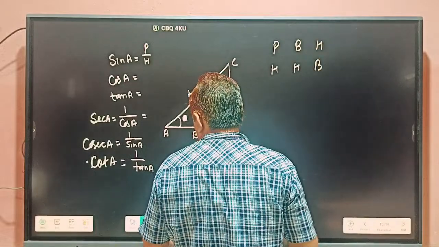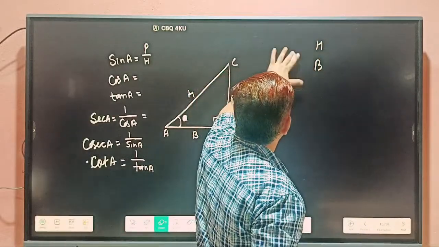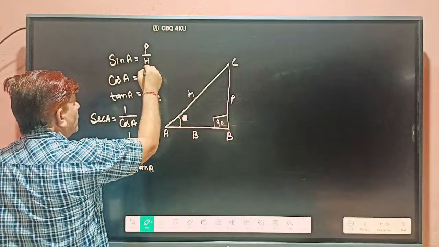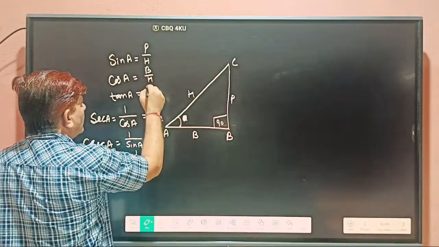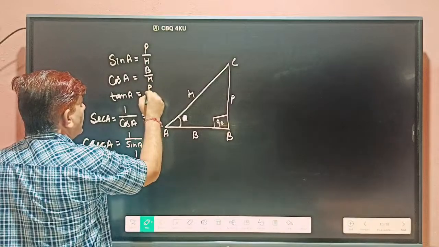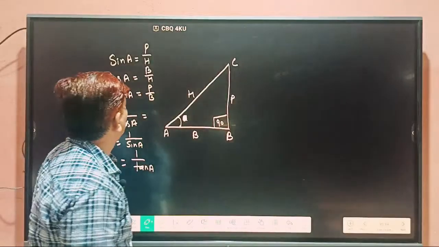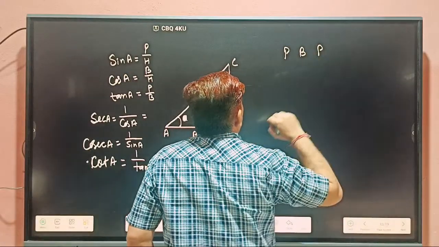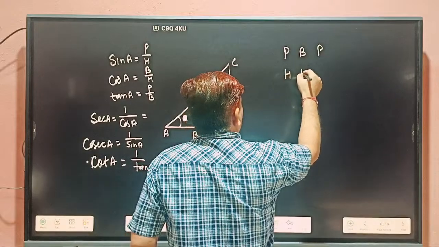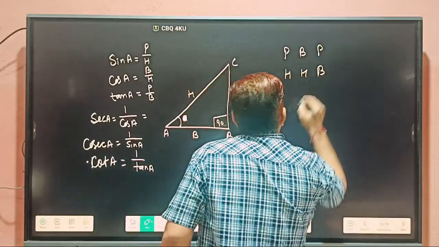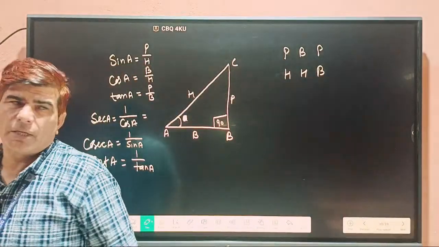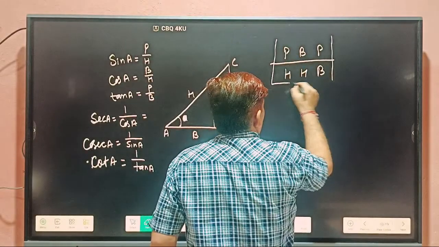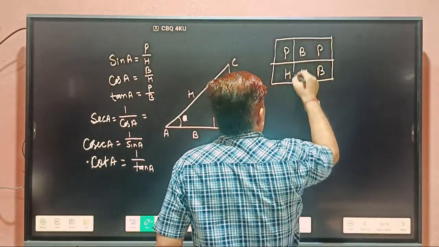So again I can write. First I will write this, then I will tell. So here cos of A is B by H. Here P by B. So what? P, B, P, H. So this table we can make like this. So how can we learn it? A trick. Many tricks are used in it. How many tricks? Many.